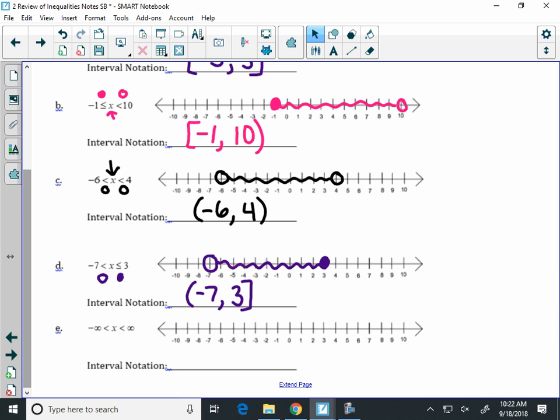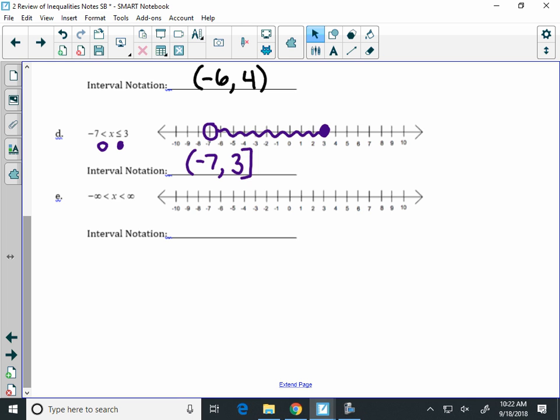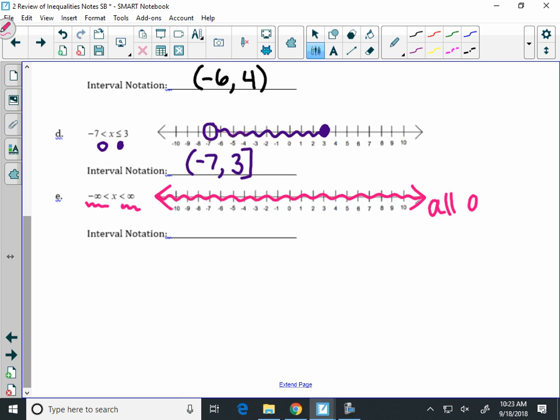Now this last one looks a little bit different. We have some infinities here. This is negative infinity is less than x is less than infinity. So if I'm looking at this one, because I'm going to negative infinity, that means I'm going to have an arrow going to the left, and then an arrow going all the way to the right. And the x is in the middle, which means you shade in the entire number line. This can also be said as all real numbers. Any positive number and any negative number is underneath that pink line.